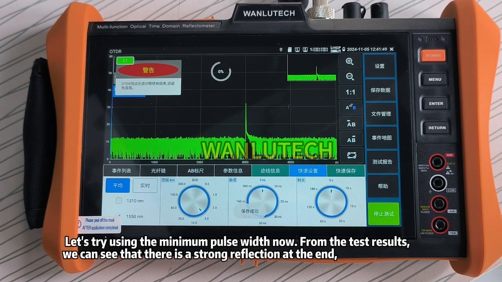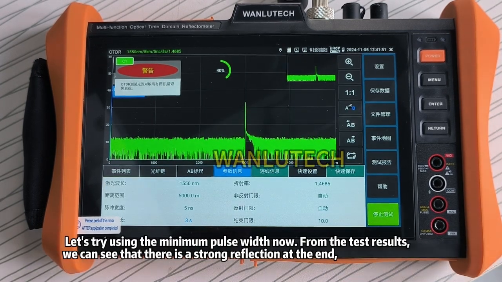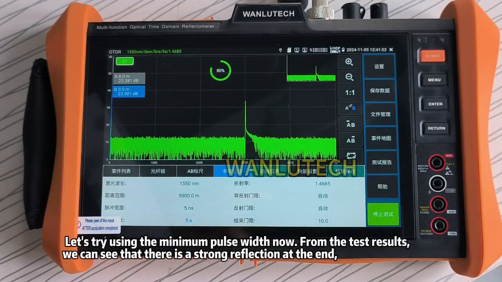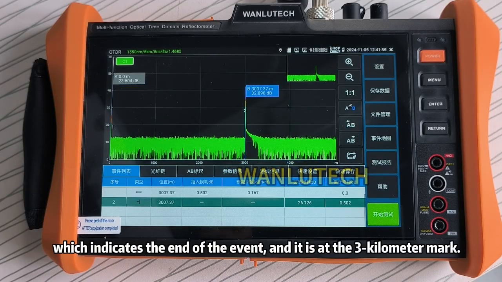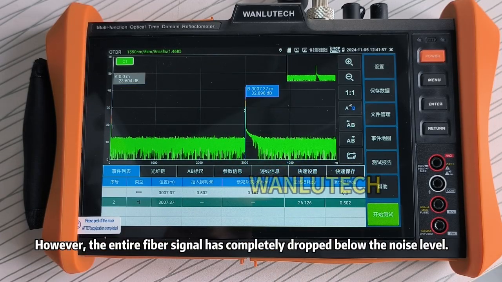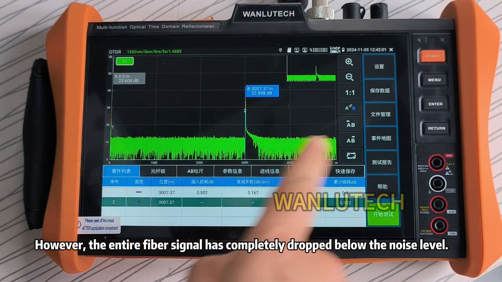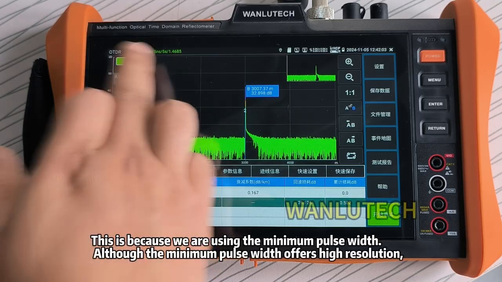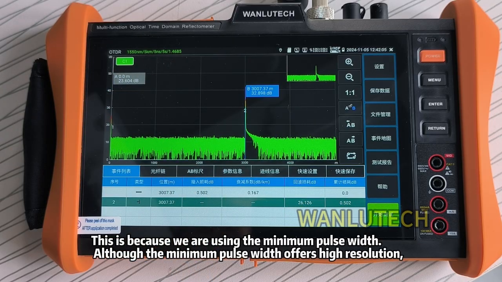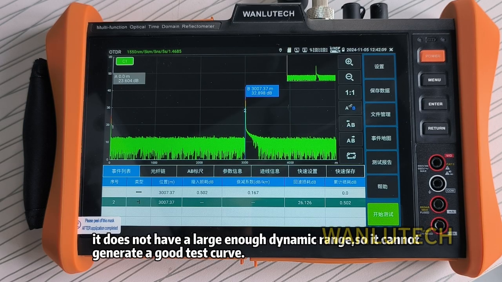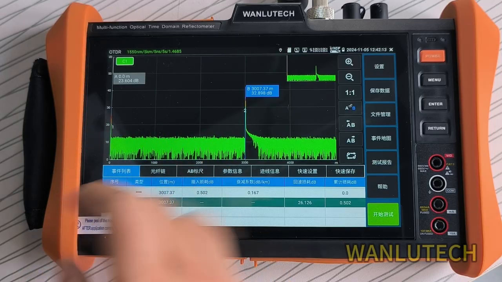Let's try using the minimum pulse width now. From the test results, we can see that there is a strong reflection at the end, which indicates the end of the event, and it is at the 3-kilometer mark. However, the entire fiber signal has completely dropped below the noise level. This is because we are using the minimum pulse width. Although the minimum pulse width offers high resolution, it does not have a large enough dynamic range, so it cannot generate a good test curve.